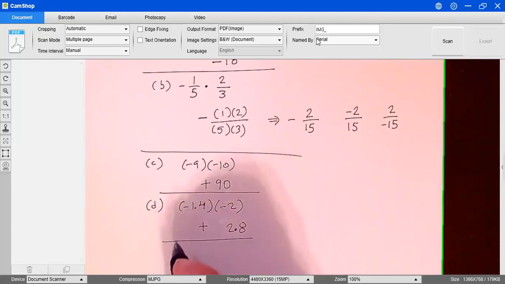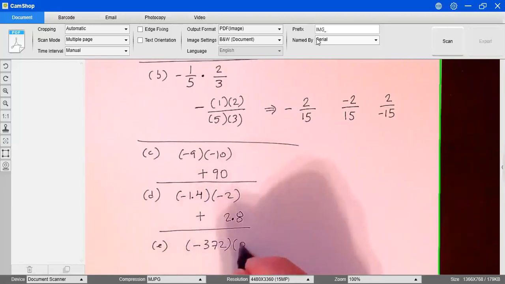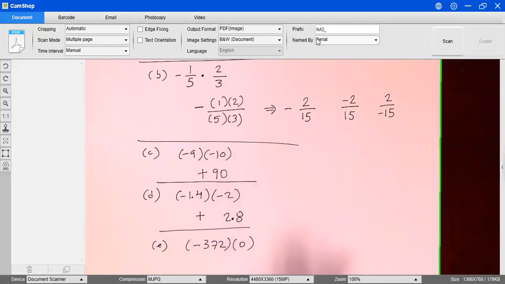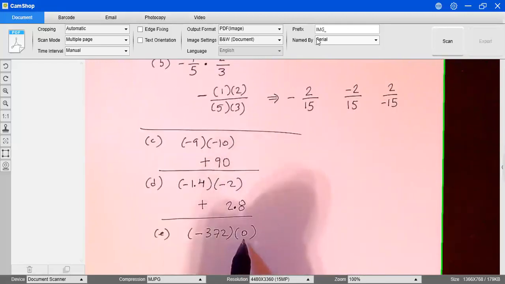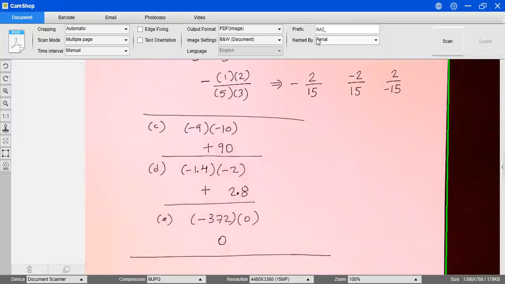And the final case is just negative 372 times 0. So here you see that one of the factors is 0. So the answer is 0. So now we're going to work on one more problem, then we're going to be ready for divisions and for the end of this lecture.